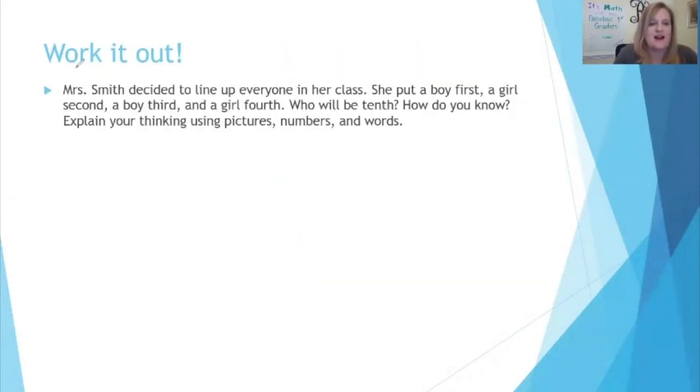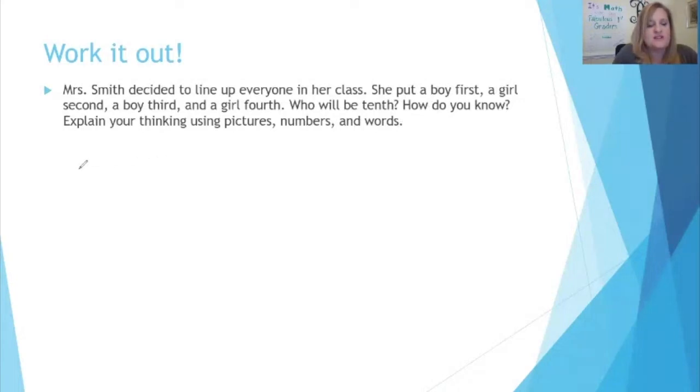Work it out. I have a word problem and I need your help to solve it. Let's read it together. Mrs. Smith decided to line up everyone in her class. She put a boy first and a girl second, a boy third and a girl fourth. Now the question says, who will be 10th? How do you know? Explain your thinking using pictures, numbers, and words.